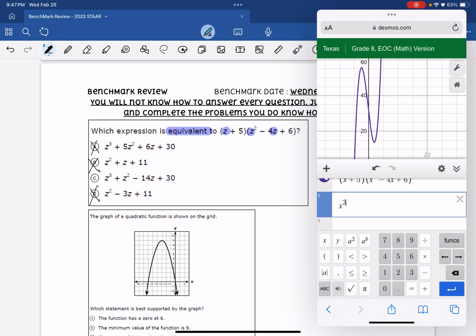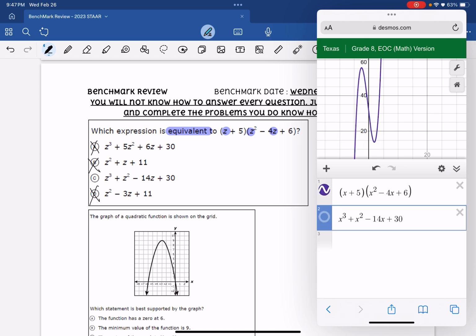So x to the power of 3, right? And then plus x squared minus 14x plus 30. And see how it matches, right? So it's the same graph, so therefore it is our answer, right? You could also FOIL or do the box method here. But remember, anytime it says the word equivalent, you can also use Desmos, which is why I wanted to go over it.